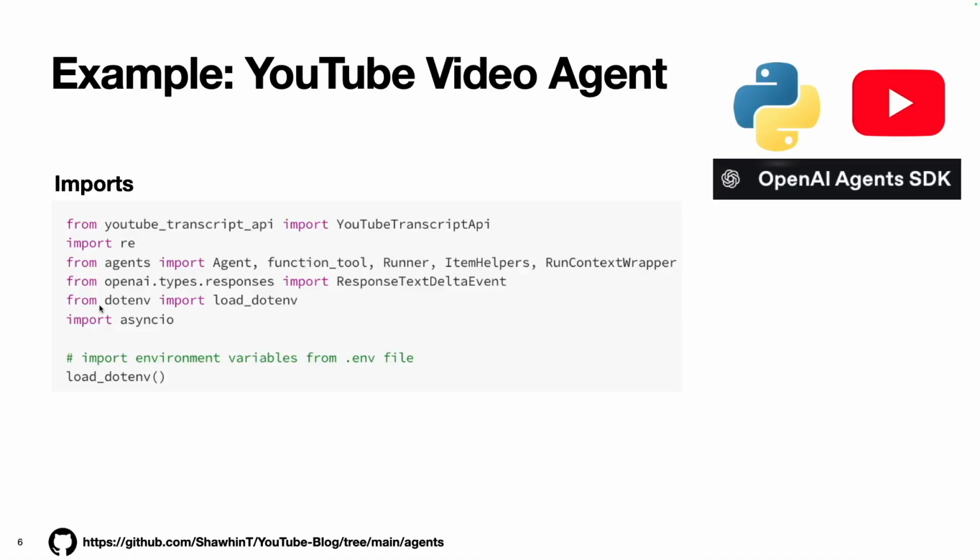And then I'm importing this .env library, which allows you to create a .env file to import environment variables. So this is just how I'm going to import my OpenAI secret key. I have a .env file where I have my secret key stored, and then this function will import it into my Python environment. And then finally, I'll import asyncio, which will allow us to do some asynchronous stuff, which we'll talk about later.